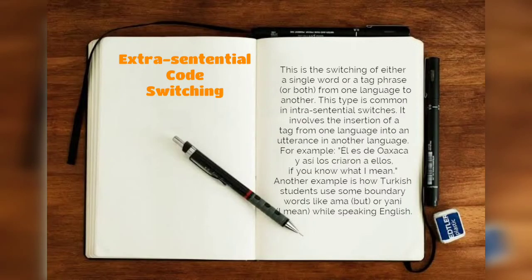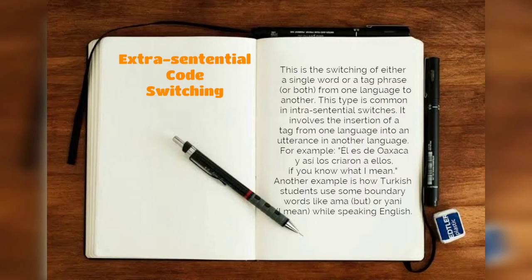The last type of code switching is the extrasentential code switching or tag switching. This is the switching of either a single word or a tag phrase or both from one language to another. This type is common in intrasentential switches. It involves the insertion of a tag from one language into an utterance in another language.